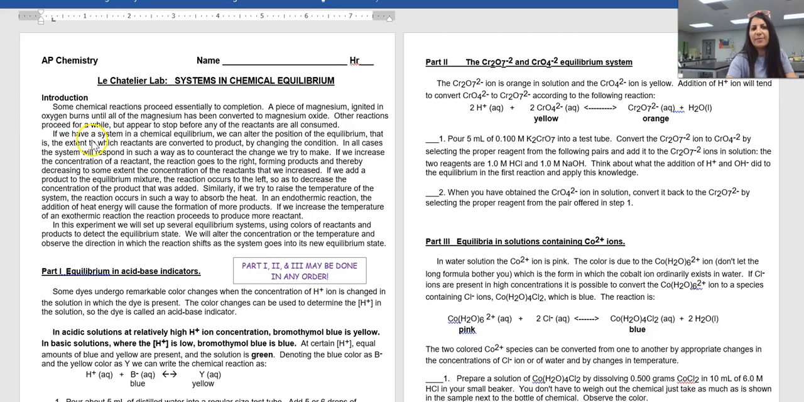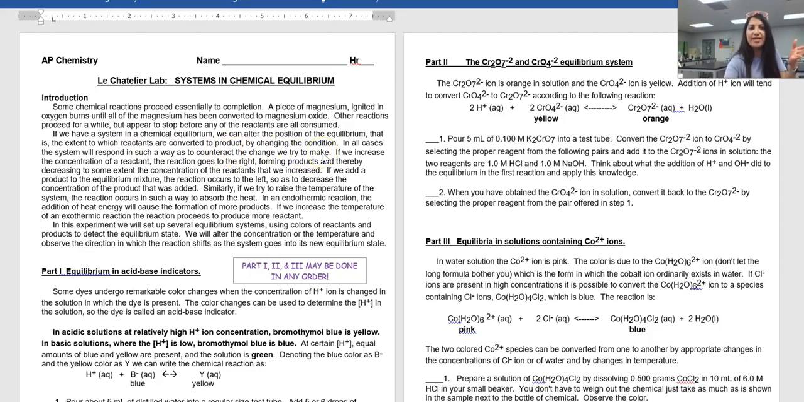If we have a system in chemical equilibrium, we can alter the position of the equilibrium. Basically, the equilibrium has been established, so the reaction comes to a point where it's just sitting there waiting, and then we throw in some type of change. When we change something, the reaction is going to shift to try to relieve the stress of whatever change you made. It says the extent to which reactants are converted to product can be changed by changing the conditions. In all cases, the system will respond in such a way as to counteract the change that we try to make.